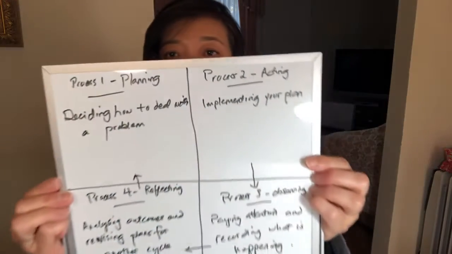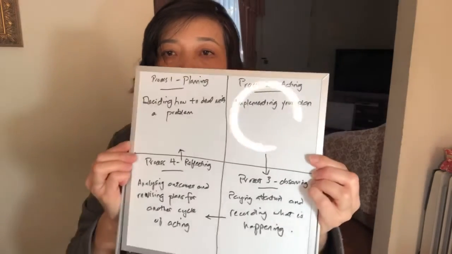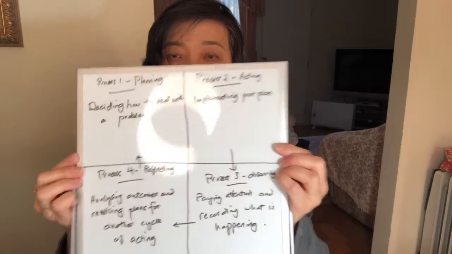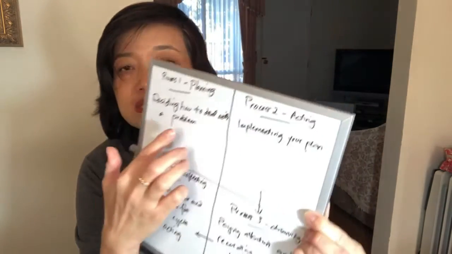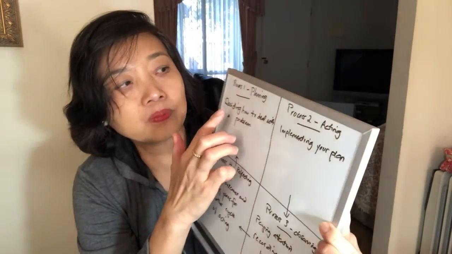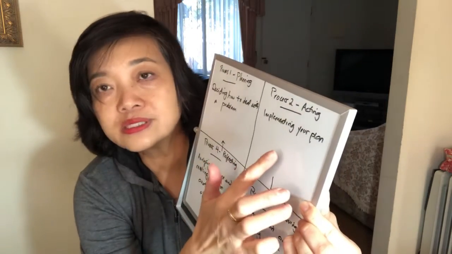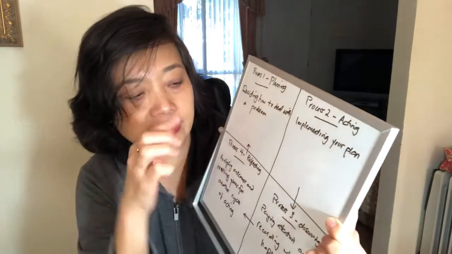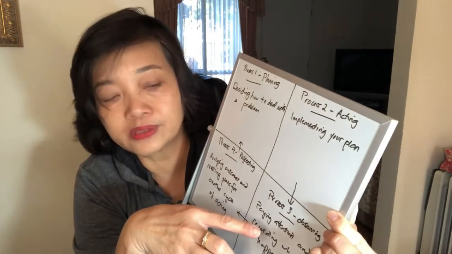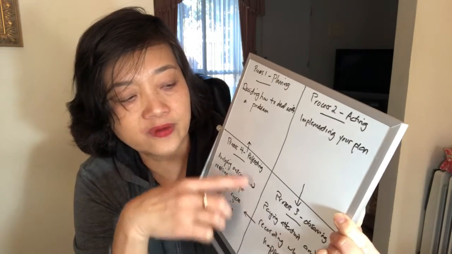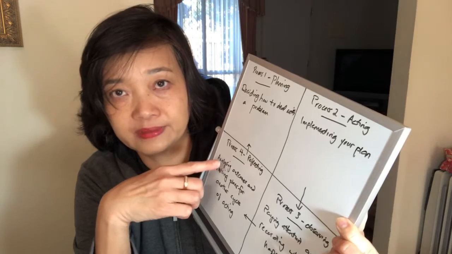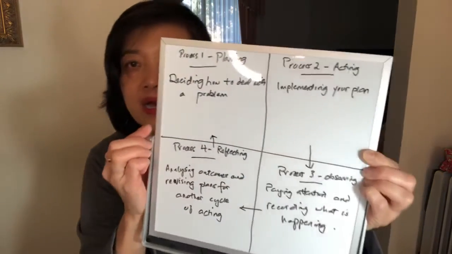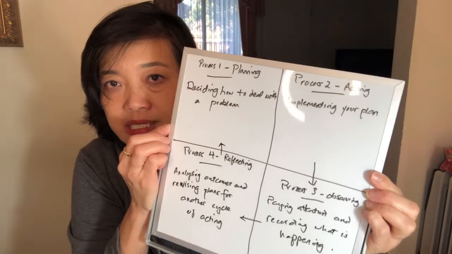In the process 1, I'm going to show you, hopefully you can see it. Can you see? Or maybe it's a bit upside down. Well, I'll just show you. Process 1 is planning, process 2 is acting, process 3 is observing, and finally process 4 is reflecting. It seems a bit hard to read from the screen because it's upside down, so I'm just going to read the process.